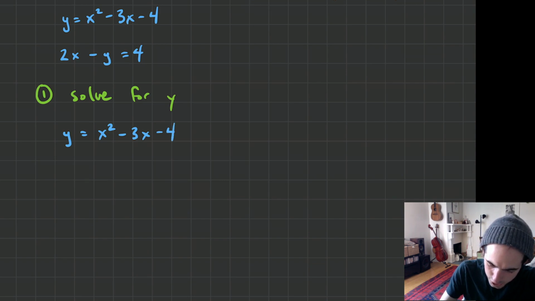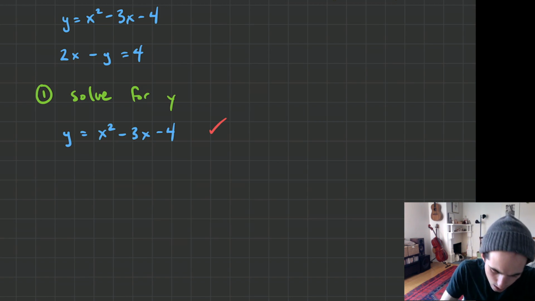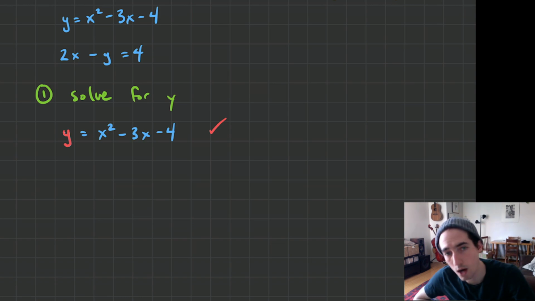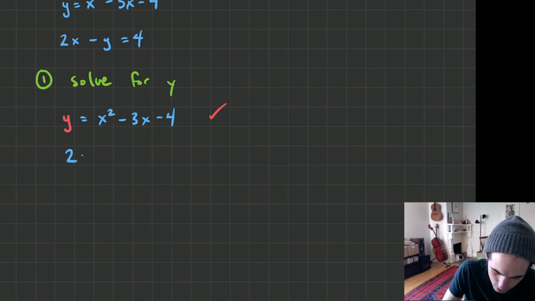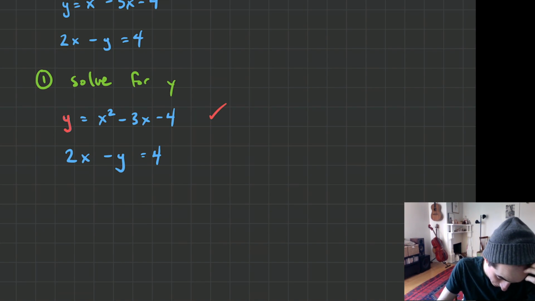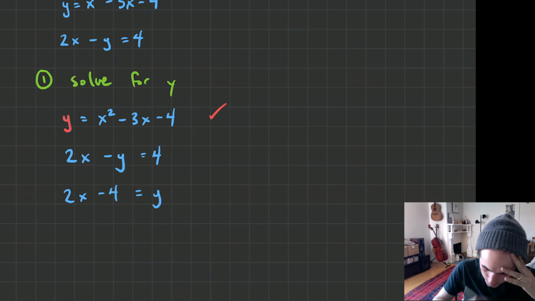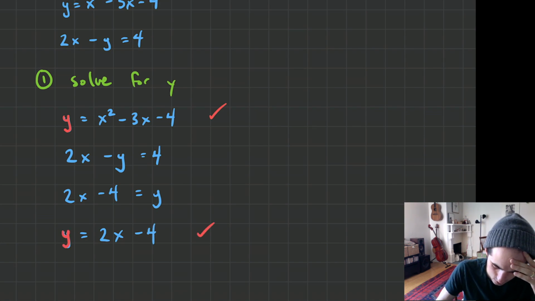Okay, and I'll give myself a little check mark because that's already solved for y, right? Because y is by itself. I've isolated y. Now let's solve the other one. I'll rewrite it. I've got 2x minus y equals 4. And, well, I'll move y to the other side. I'll move the 4 to the other side. So I have 2x minus 4 equals y. Or in other words, I want the y on the left. So I'm going to say that y is equal to 2x minus 4. And I'll give myself a check mark because y is all by itself.